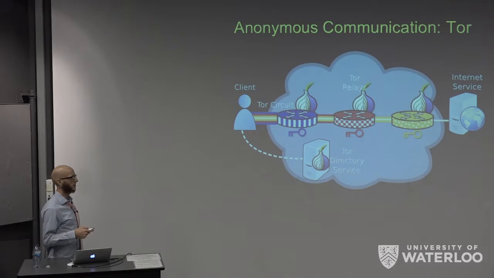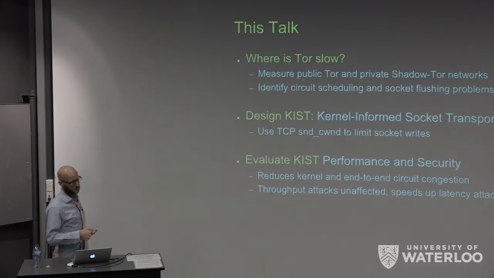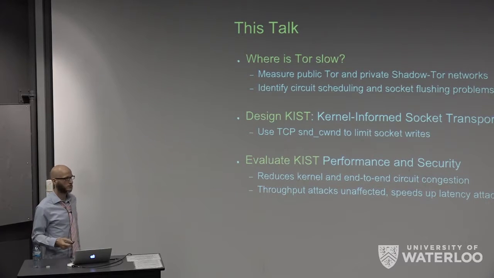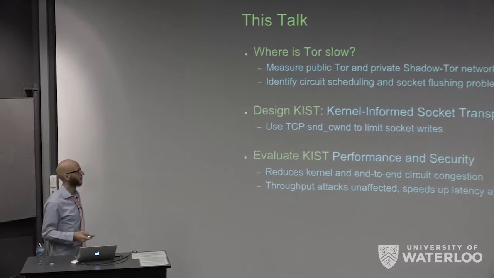Because Tor has been slow for many reasons, there's 3 hops involved here, so there's lots of performance implications of that. And this talk was trying to understand why Tor is slow and where congestion is happening. So we measured some relays in the live Tor network for congestion, and we did the same thing inside of a Tor network that we were running inside of Shadow. Okay, so we identified some problems, circuit scheduling and socket flushing issues from that work. And we designed KIST, which is a technique to eliminate those problems, and evaluated it in terms of performance and security using Shadow.